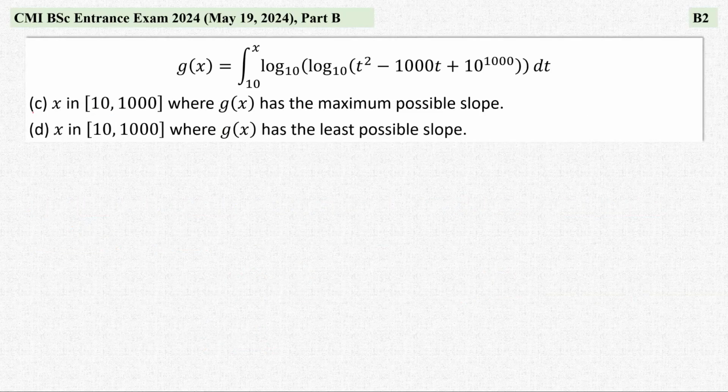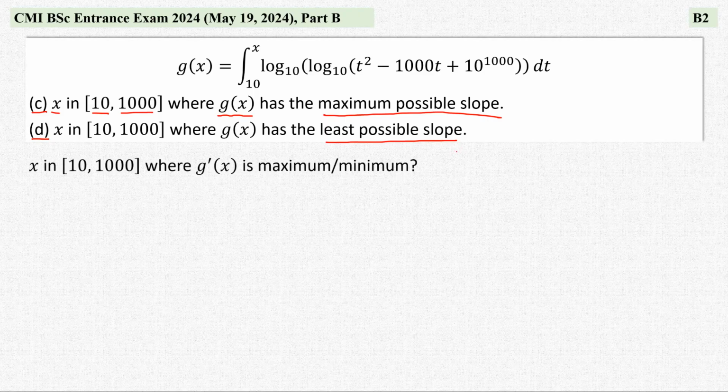Next, let's deal with problems C and D at the same time, because they essentially ask the same thing. We have to find x in the interval [10, 1000] where function g of x has either the maximum possible slope or the least possible slope. Since we are talking about the value of slope here, we must find x which makes the derivative g prime of x maximum or minimum.